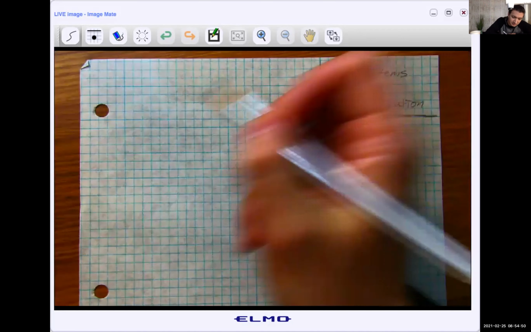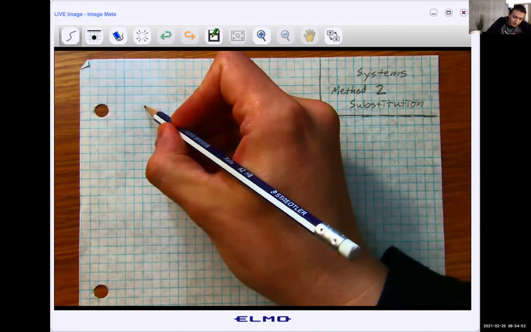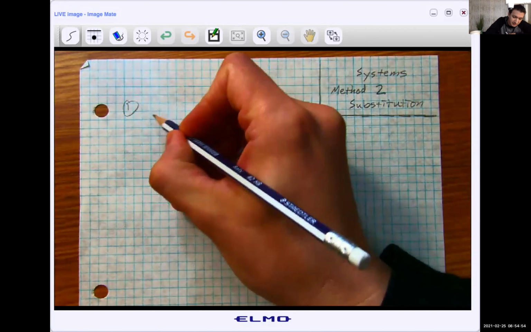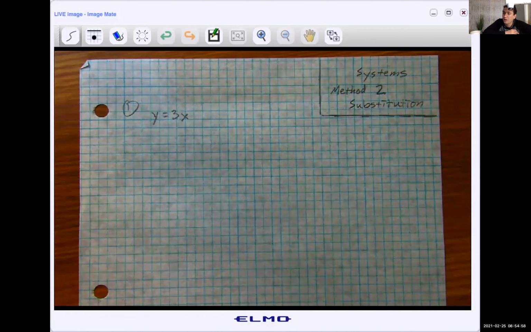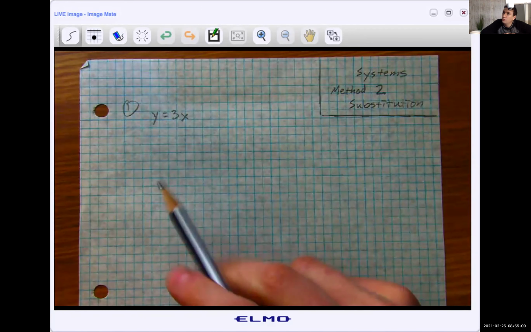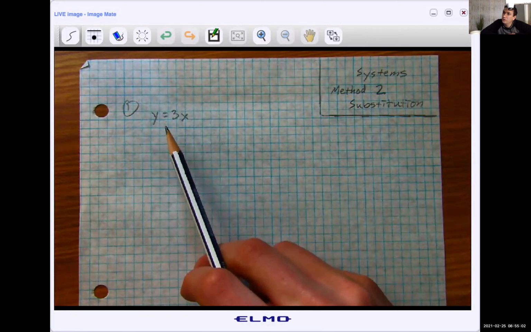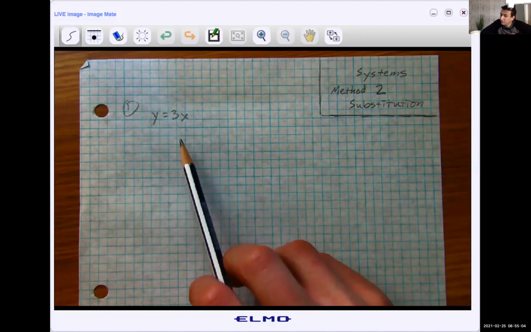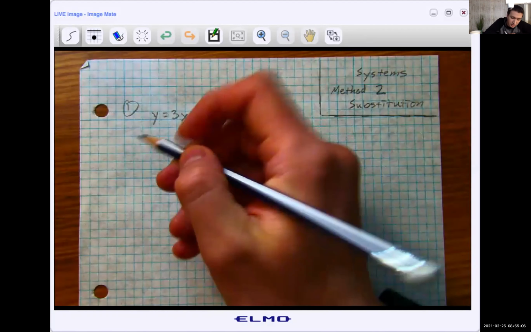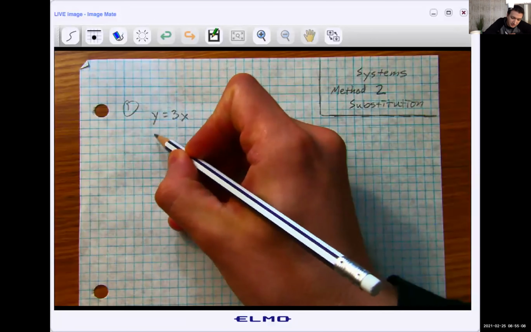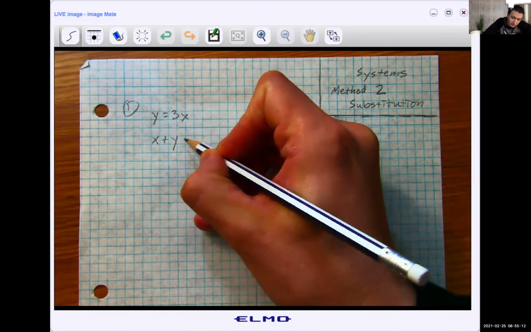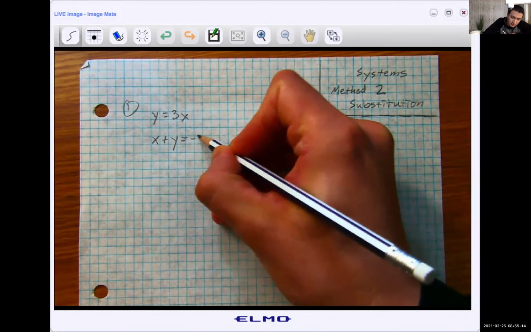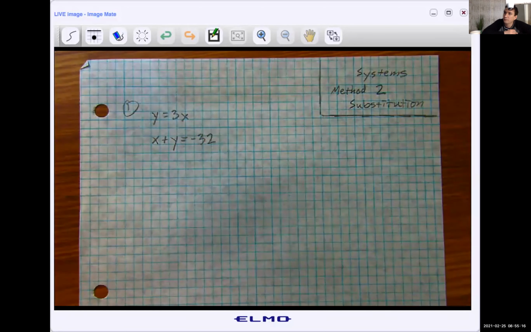Let's say we had a slope-intercept equation. We're going to number this number 1. Let's say it was y equals 3x. Okay, so y equals 3x is one equation. And then let's make our other equation. Let's say we had a standard form: x plus y equals negative 32. So those are 2 equations in our system.